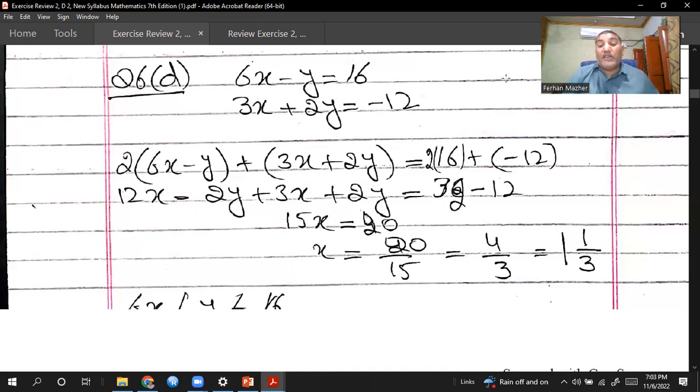So x will be equal to 20 divided by 15. So that will be, you cancel both of them with the 5. So you will have 4 by 3, which is 1 whole 1 by 3.